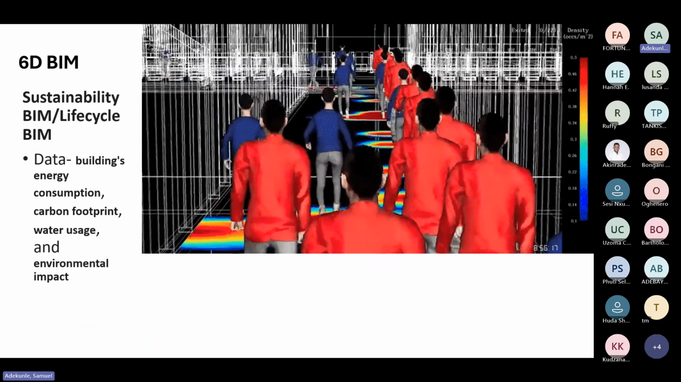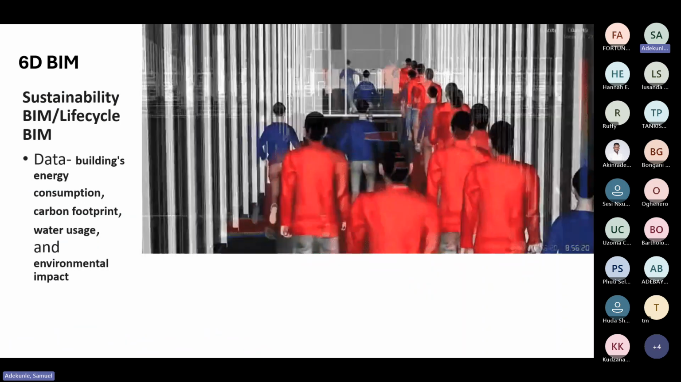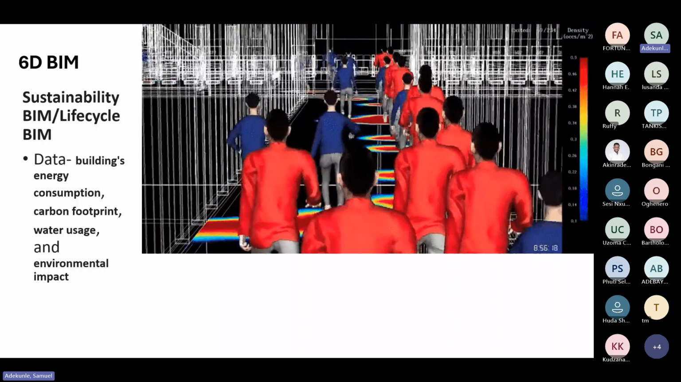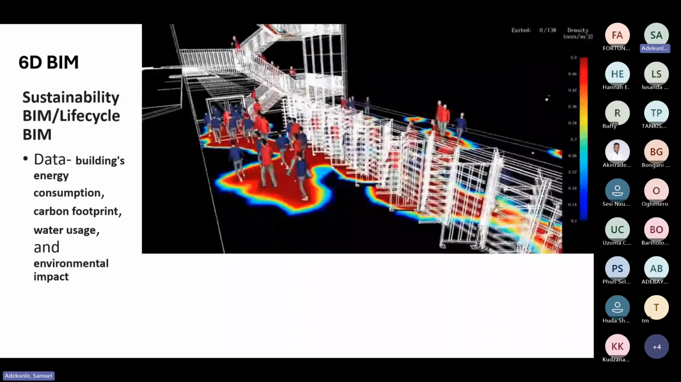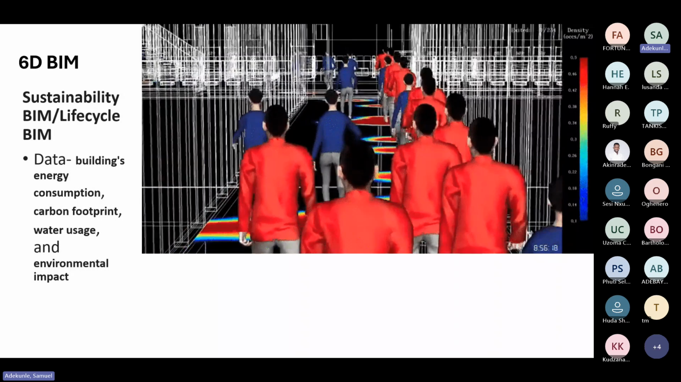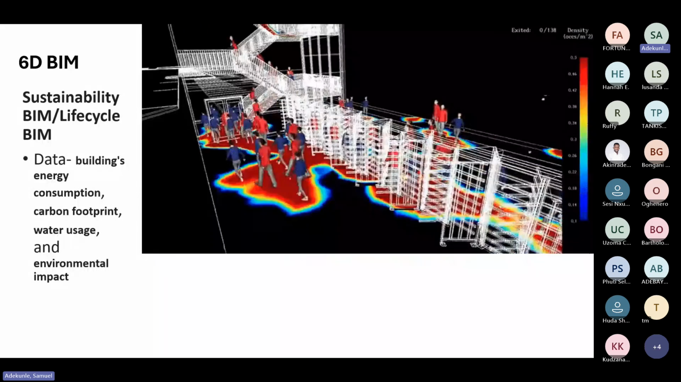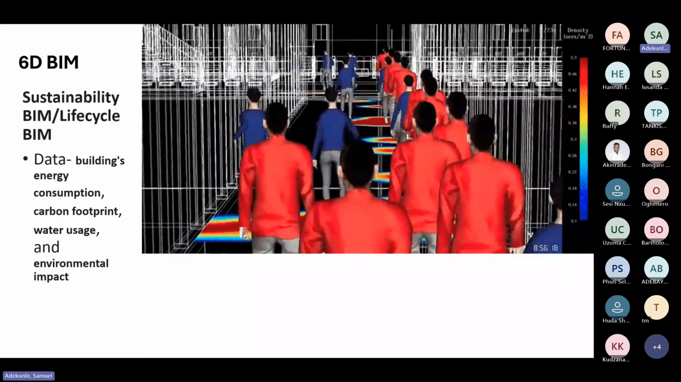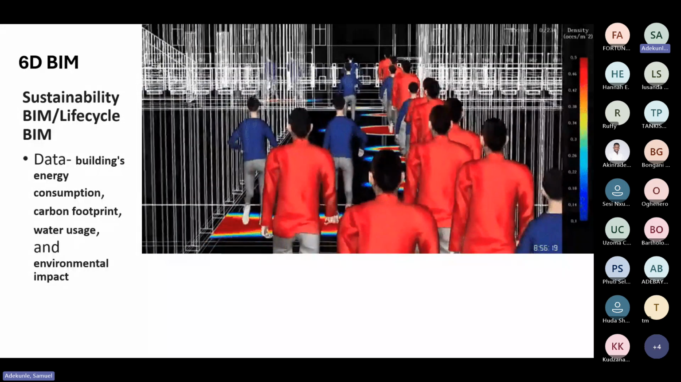Now 6D BIM. For your 6D BIM, it's about your sustainability BIM or life cycle BIM, and that basically talks about sustainable BIM. Okay, and what you talk about is now the energy consumption, the carbon footprint, the water usage, the environmental impact of that building.